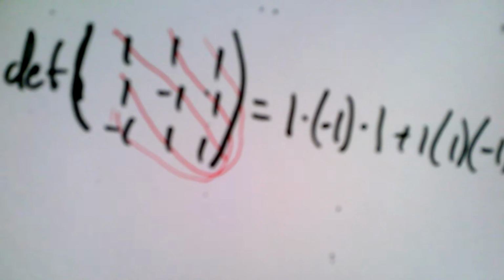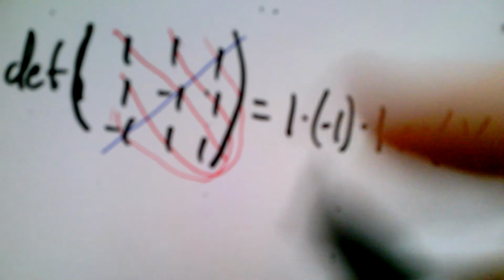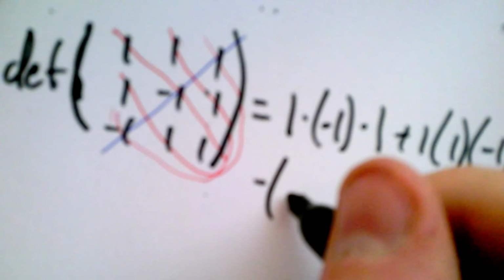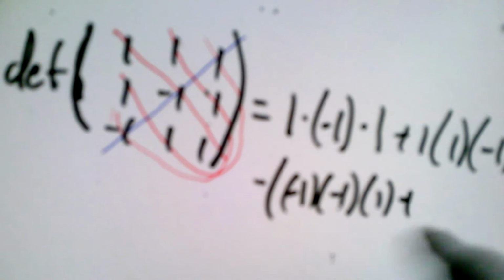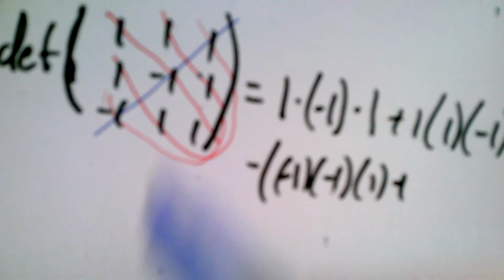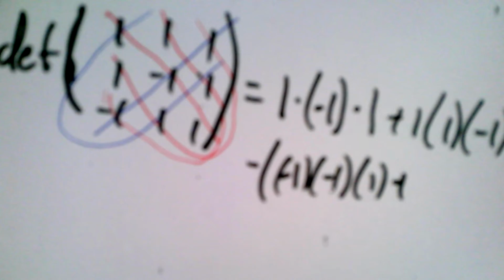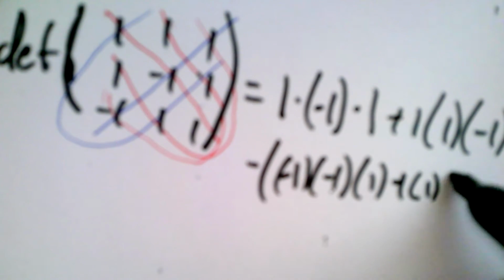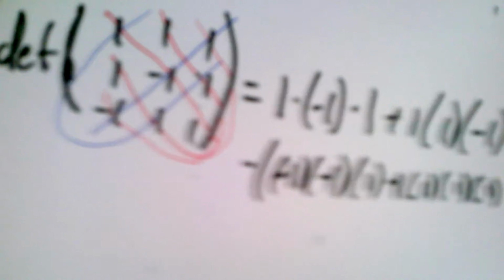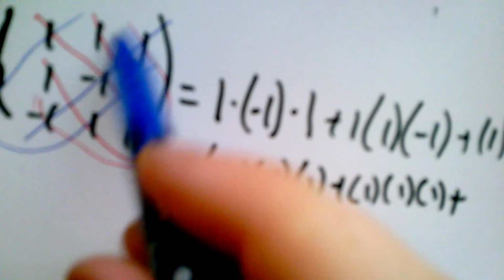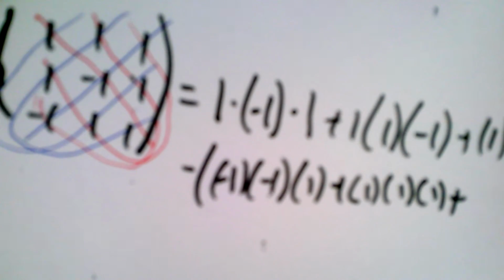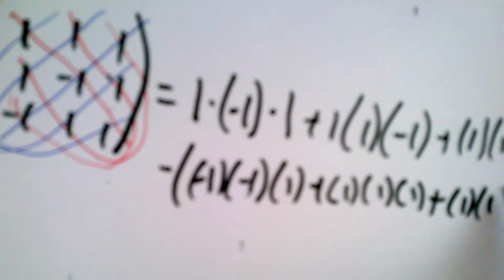Now we need to get our 3 anti-diagonals, or negative diagonals I've been calling them. So we have minus -1 times -1 times 1 plus 1, 1, and 1, plus 1, 1, and 1. Great.